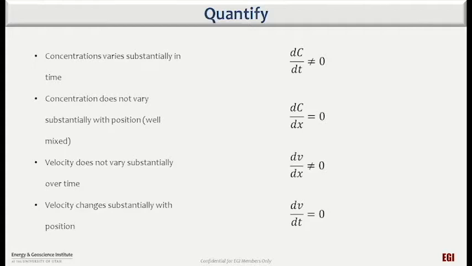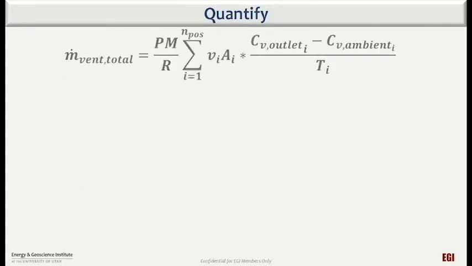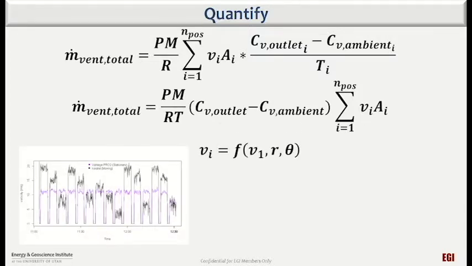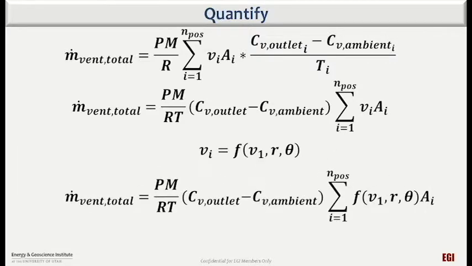Using the equation for mass flux presented before, the following changes occur. Because concentration is constant with position, we can treat the concentration as equal for all positions and pull it out of the sum. This allows us to only need one measurement position for concentration. Also, because velocity does not vary in time, we can develop a function which relates the velocity at one position to the velocities of all other measurement positions. Here is that result.